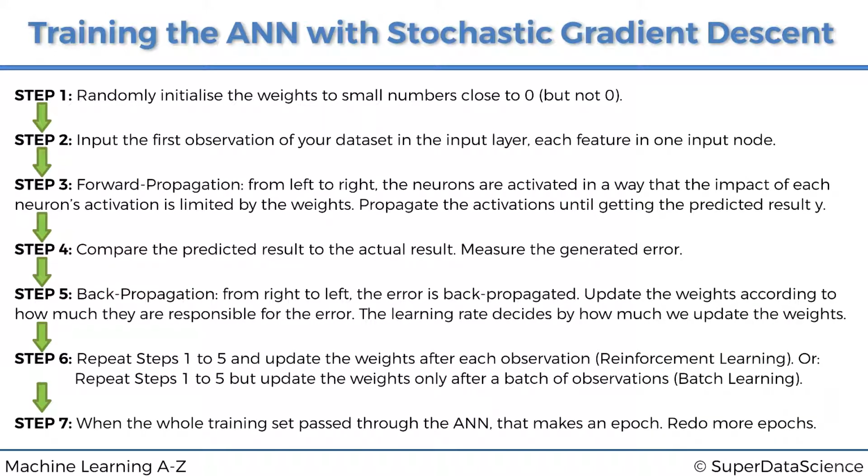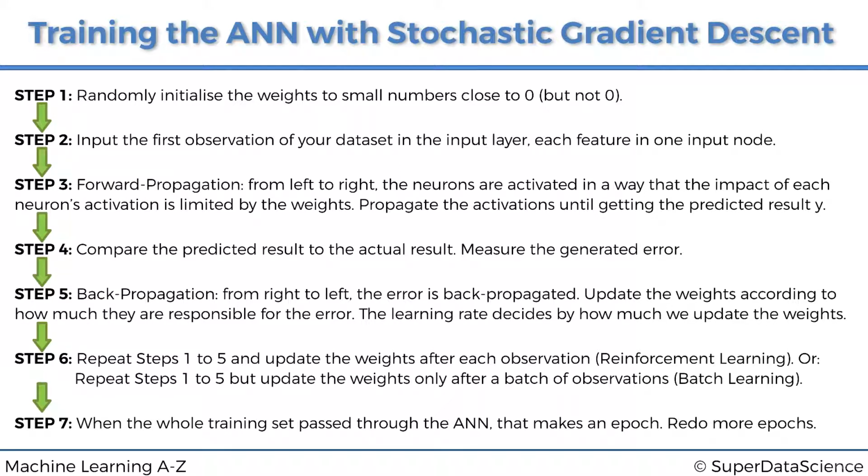Alright, so then step 4. In step 4, the algorithm compares the predicted result to the actual result, and that generates an error. And then in step 5, this error is back propagated in the neural network from right to left, and all the weights are updated according to how much they are responsible for this generated error. And by the way, there are several ways of updating these weights, and this is defined by the learning rate parameter, which decides by how much the weights are updated.